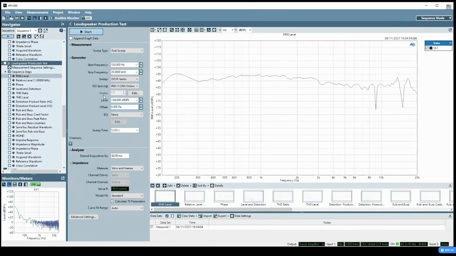So here I have a loudspeaker production test using the fast sweep. I'm using 1/24th octave spacing and similar setup for impedance. So fast sweep 150 Hertz to 15 kilohertz. Let's see how quick this is.